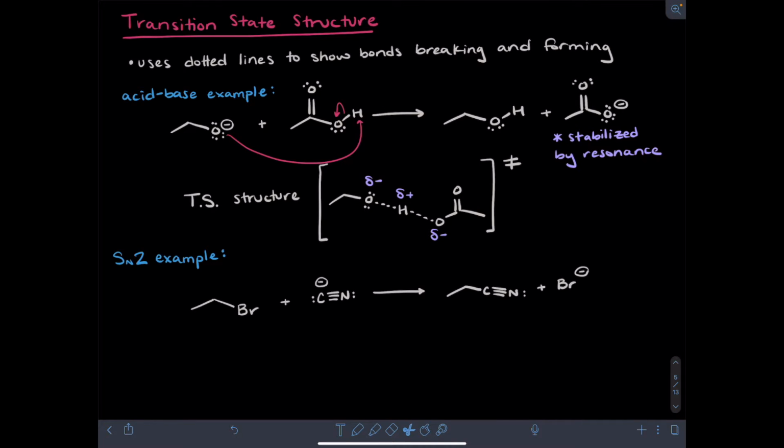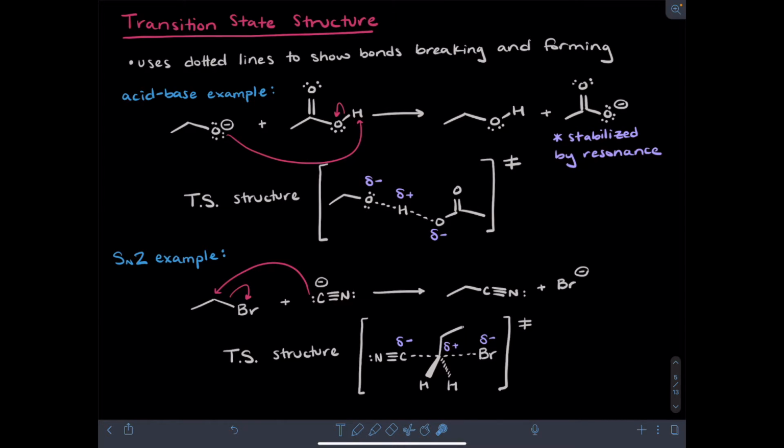We could also consider an SN2 substitution reaction example using bromoethane and the nucleophile cyanide. Here as well, I would have two curved arrows. The carbon of the cyanide is more nucleophilic than the nitrogen, so it will attack the electrophilic carbon, and the carbon-bromine bond will break and the electrons will go with the bromine leaving group.